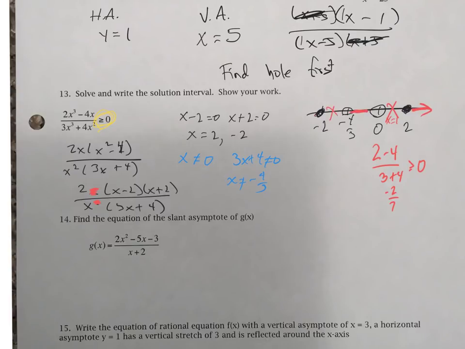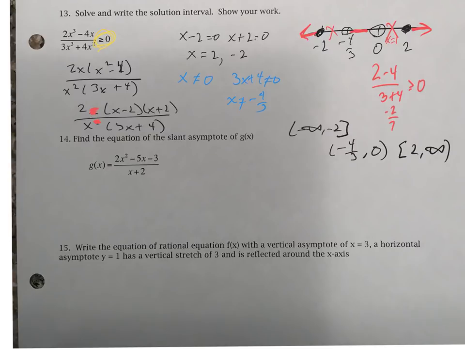And we'll translate these into answers by looking at the graph. So negative infinity to negative 2. Negative 4/3 will get parentheses. 0 gets parentheses. 2 gets a bracket, infinity, parentheses. So there's 3 sections there where the graph works.